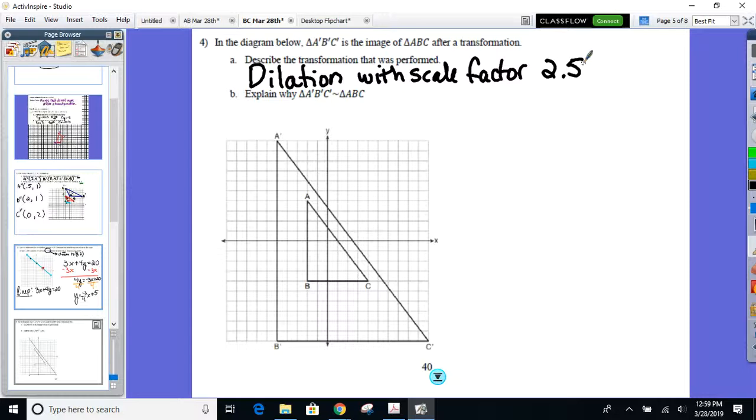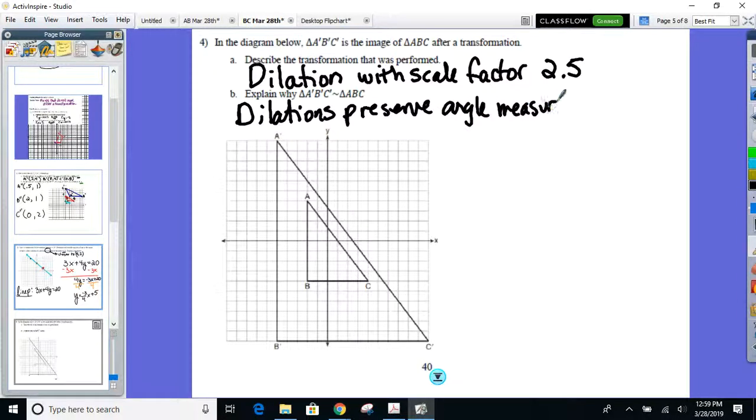Why are they similar? They changed the distance, right? So I can't write the rigid motions or anything, but they do preserve what? Angle measure, right? So dilations preserve angle measure. Thus, triangle ABC. Be careful, make sure you write the tilde. Similar to triangle A prime, B prime, C prime.